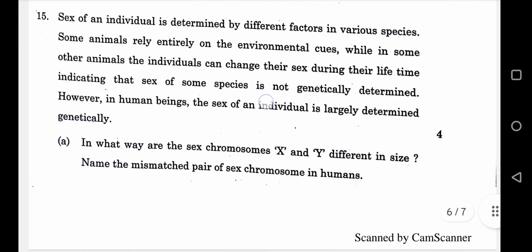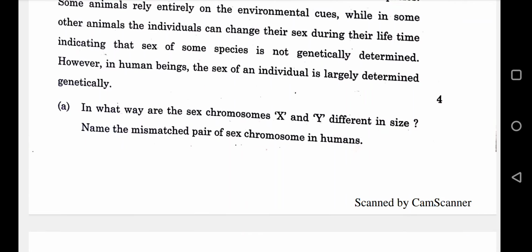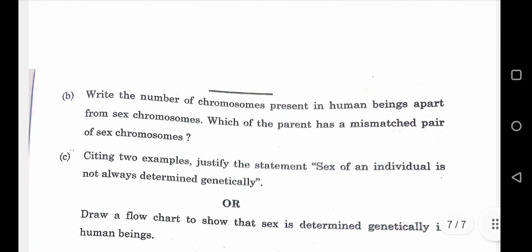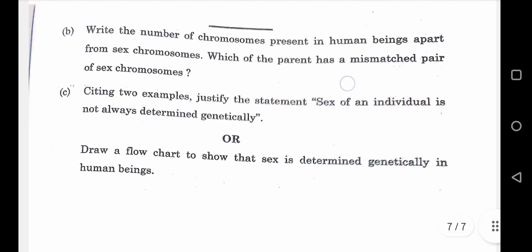Now question 15: in what way are the sex chromosomes X and Y different in size? The Y chromosome is smaller than X. Name the mismatched pair of sex chromosomes: that is XY. Write the number of chromosomes present in human beings apart from sex chromosomes. That is 22 pairs, or 44 chromosomes. Which parent has a mismatched pair of sex chromosomes?